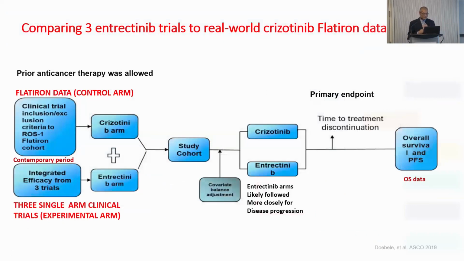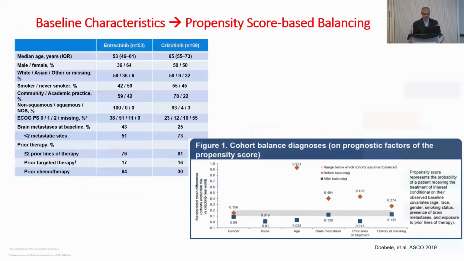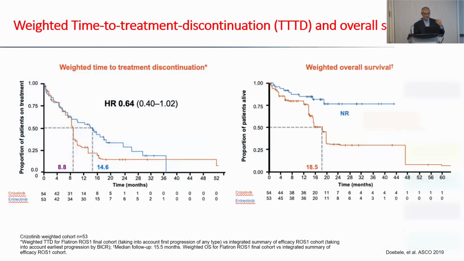So what they did was the actual entrectinib data was crunched together from 3 entrectinib single arm trials in order to get a decent number of patients, and then compared with a crizotinib arm that was the control arm for Flatiron data in this case. So in order to do this, you can imagine they needed to balance the baseline characteristics, so they used propensity score based balancing. They looked at weighted time to treatment discontinuation and overall survival data.